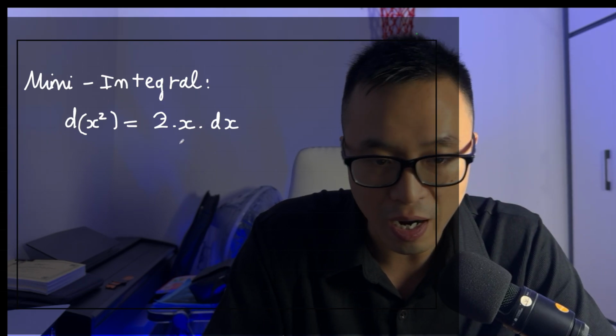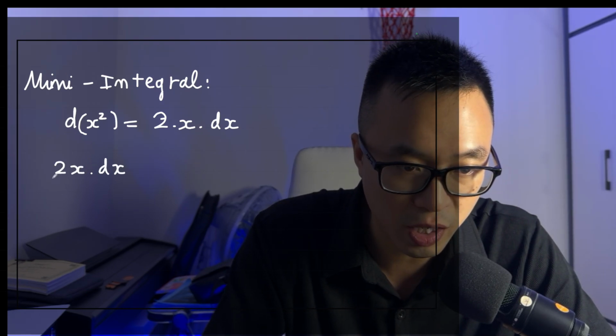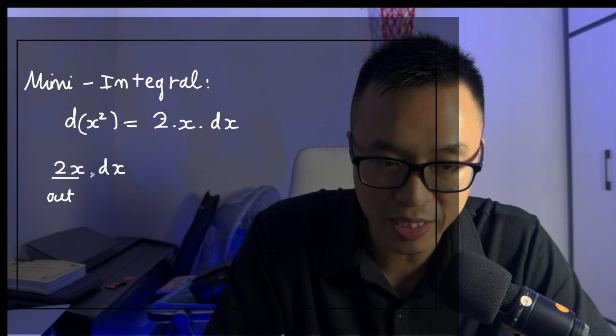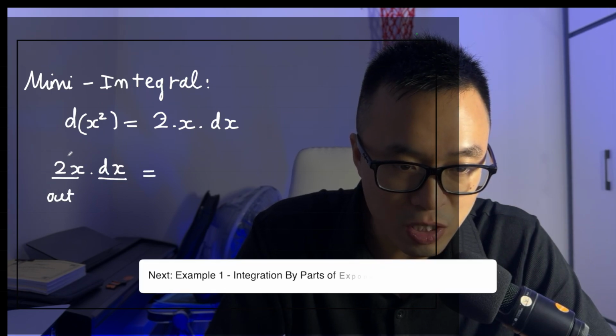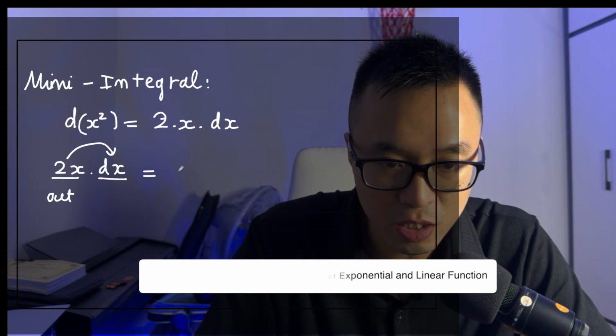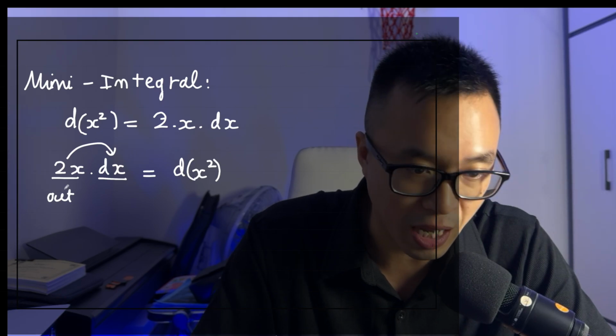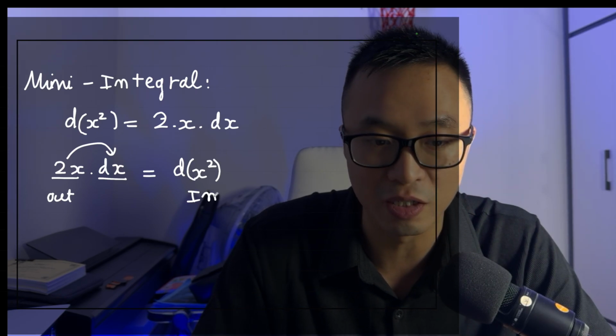That's it. And after this, you take the inverse action. I've got 2x here outside of d and you've got dx here. I want to convert this inside, which means I take the mini integral. After writing this down, you get x squared here. So after it is out, you move it to in, which means the integral.